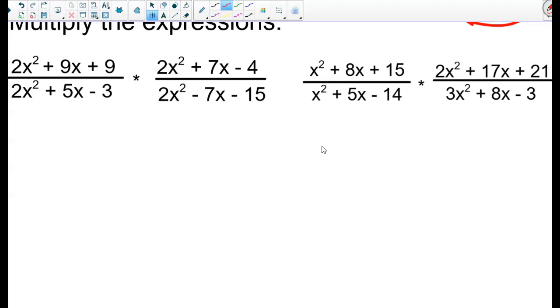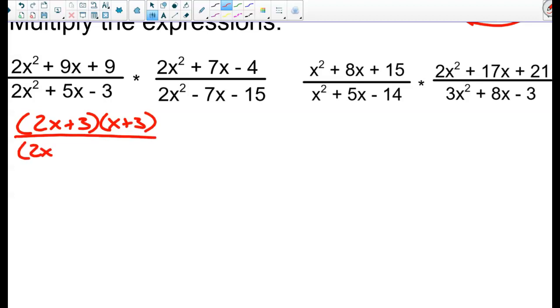Okay, instead of like the previous problem where you have to factor 2 things, here you have to factor 4. So the top here is 2x plus 3, x plus 3, over 2x, I'm going to say, plus minus 1, and then we're going to have x plus 3. And that leaves us with a middle term of positive 5x.